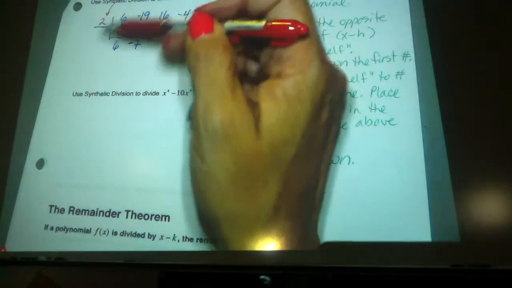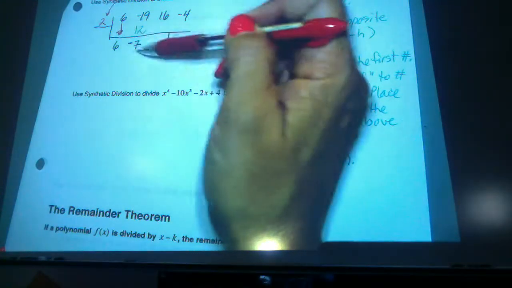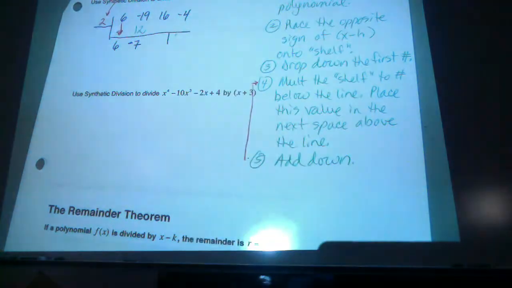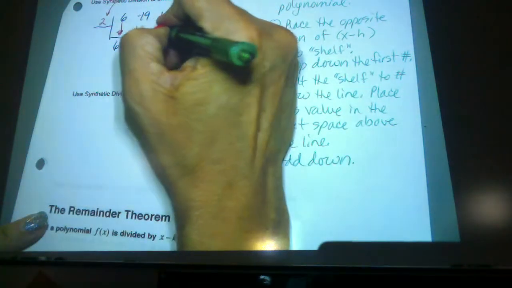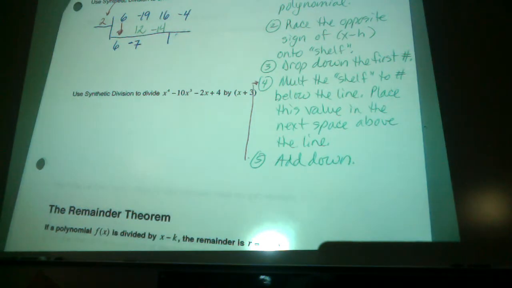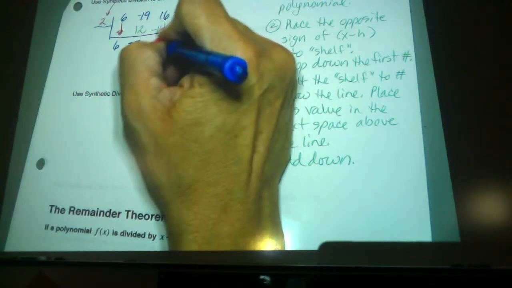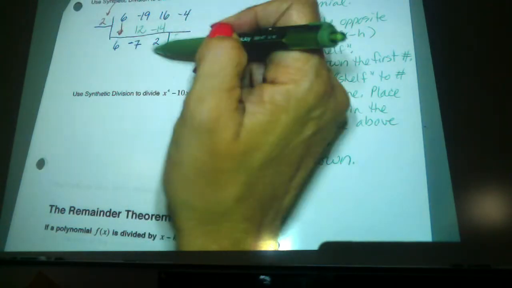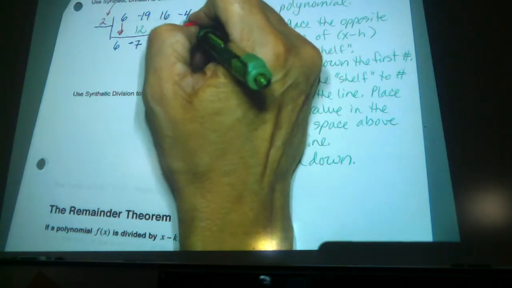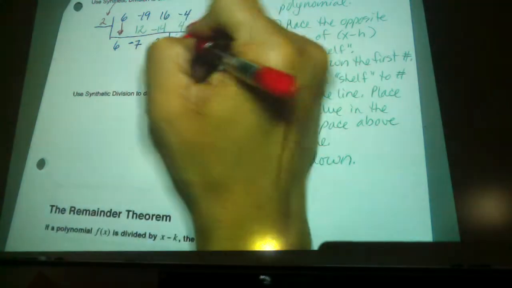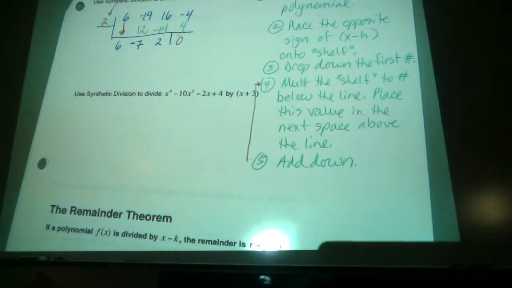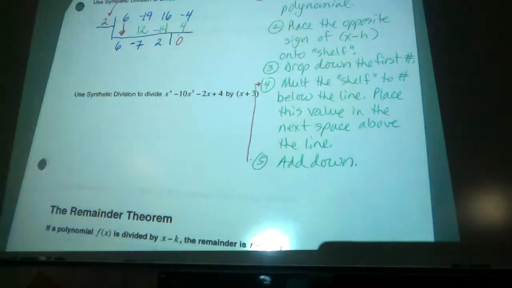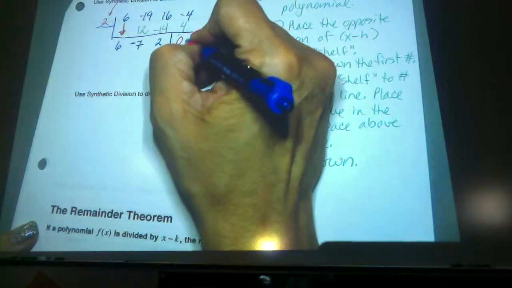So I'm going to multiply what's below the line to the shelf. So 2 times negative 7 is negative 14. Add down, I get positive 2. Shelf to below the line, 2 times 2 is positive 4. Add down, I get 0. This 0 is my remainder.